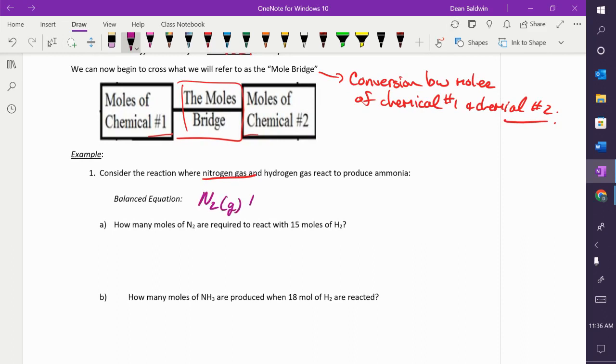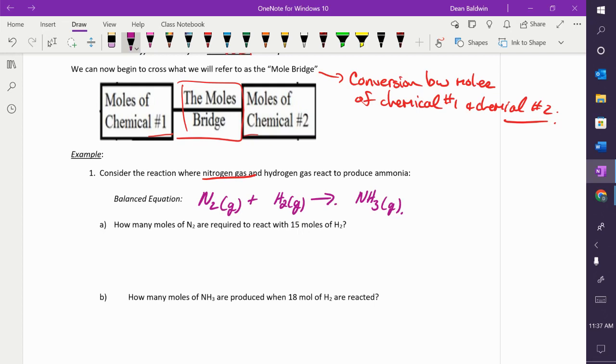N2 gas plus hydrogen gas, H2, produces ammonia. What is ammonia? NH3. Ammonium is NH4. It would be a gas, but is it a gas? I'm not sure. We'll just say it's gas. It's high temperature. Okay. All right.